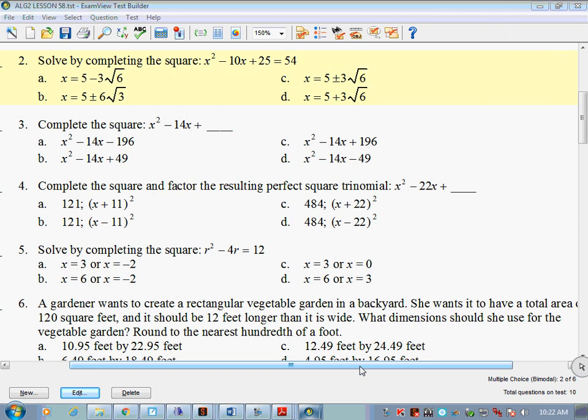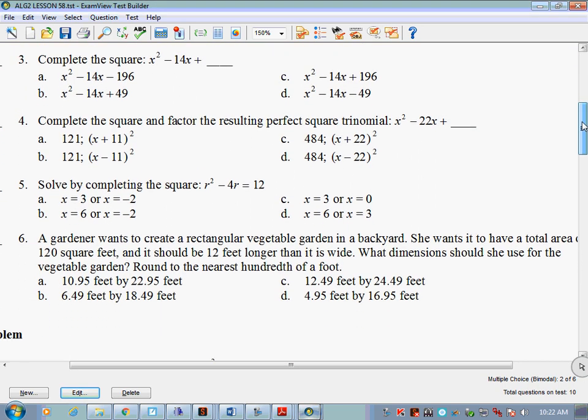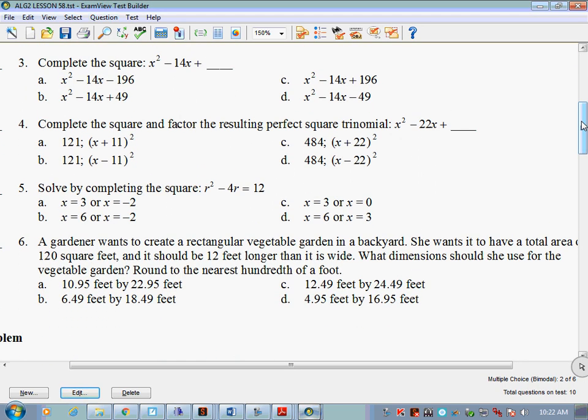All right, number 3. Number 3, we want to complete the square. All right, we just want to find out what number is going to go right there. What do I do?